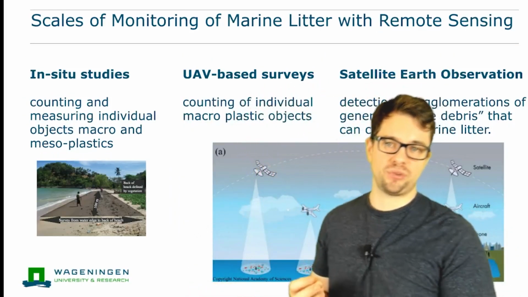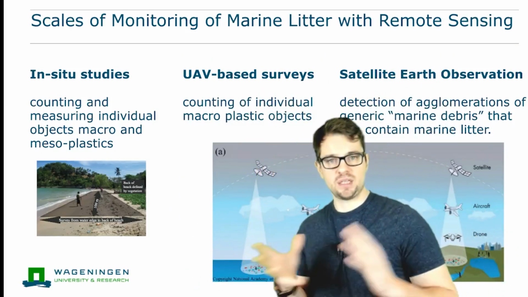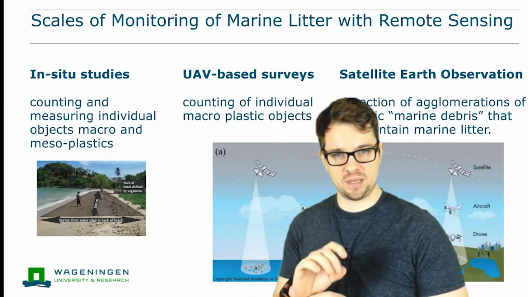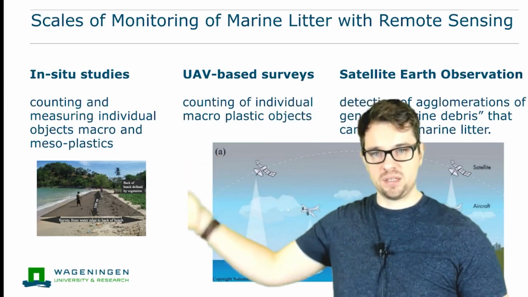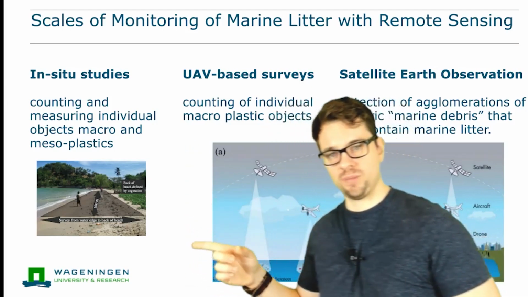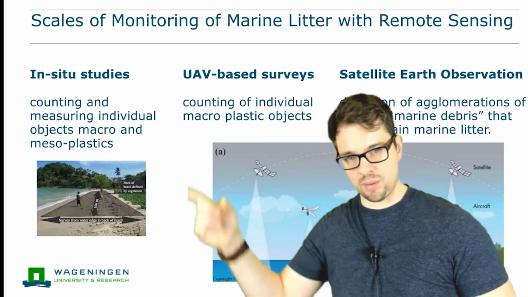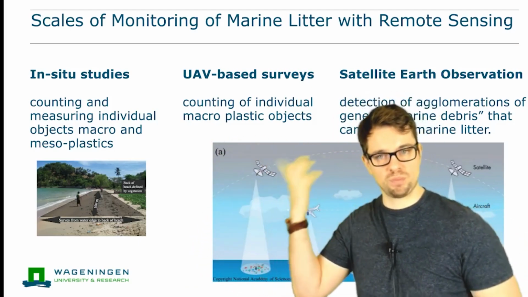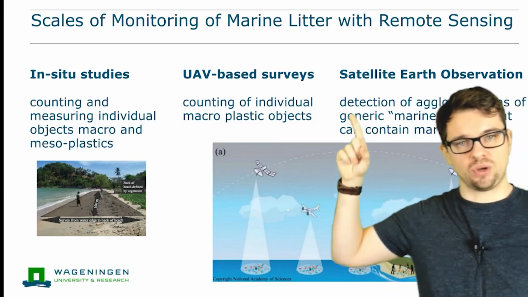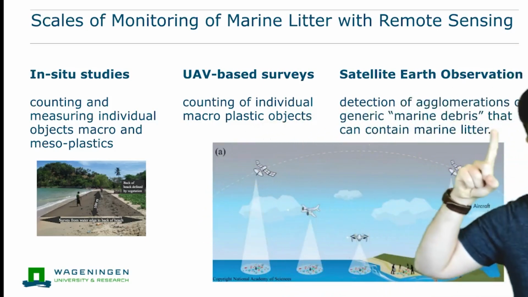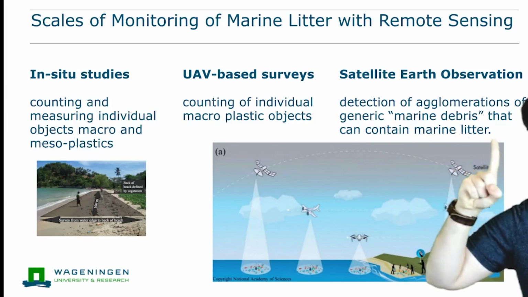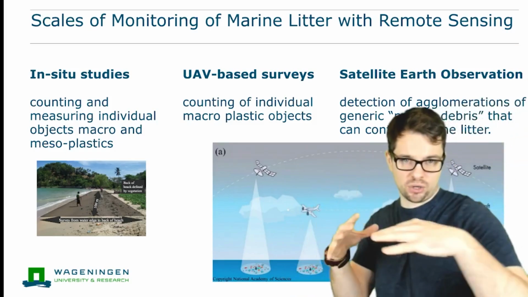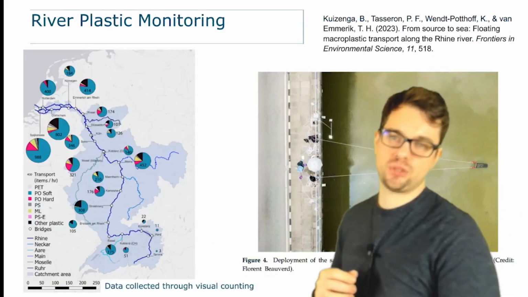So naturally, we are interested in using in situ studies and remote sensing to quantify and locate marine plastics at different scales. On one side, you have in situ studies where you can perform transect studies and count how many amounts of litter you found at specific areas. You can have UAV-based surveys, mainly to support in situ studies. Or you can also go to the larger scale of satellite Earth observation, where you detect agglomerations and generic marine debris that can contain marine litter, but at a larger, more agglomerated scale. So let's go to each of those.